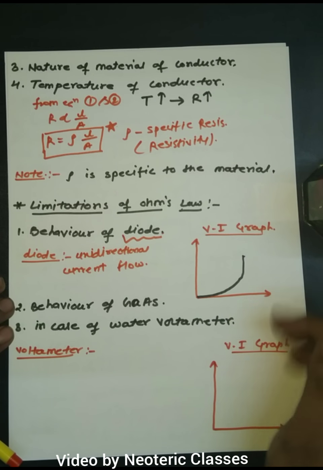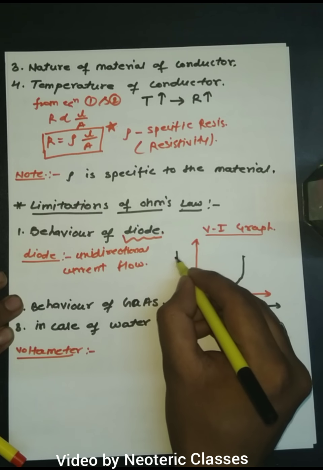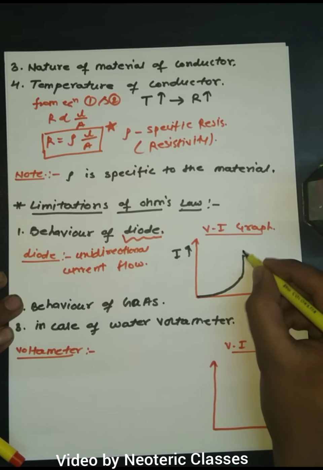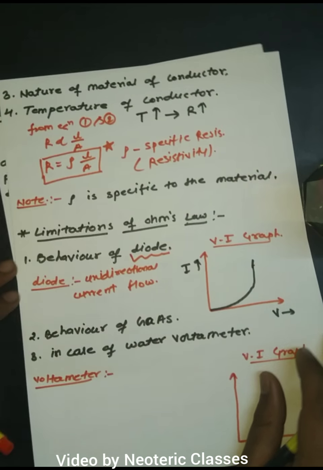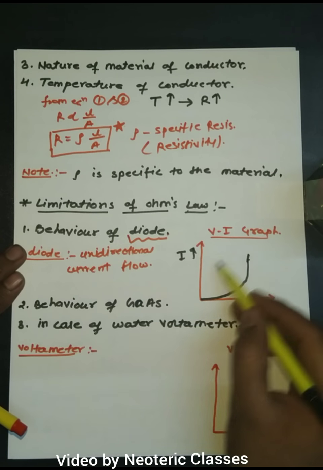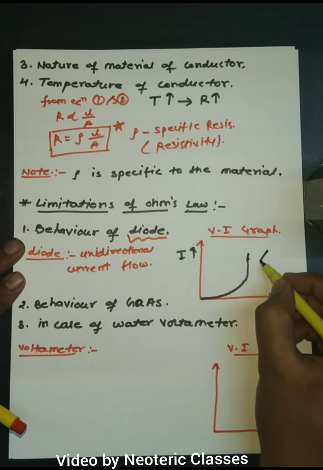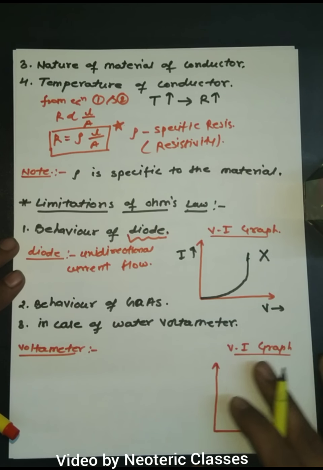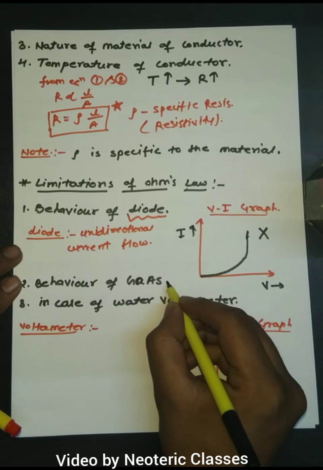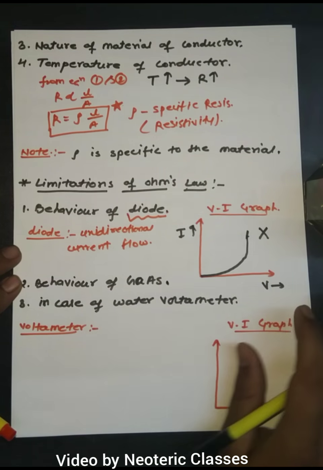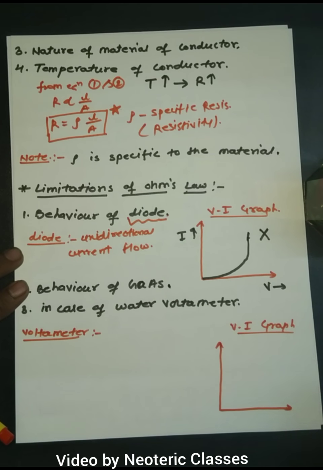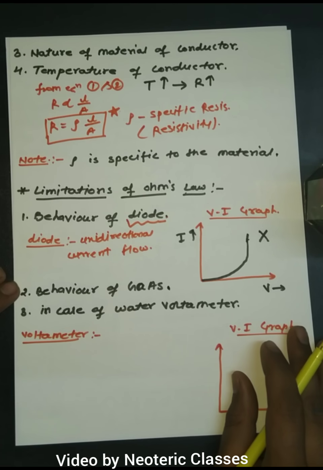So this is the VI graph, V on this axis and I on this. Ohm's law clearly shows that if something follows Ohm's law, it follows a linear graph. But in the case of the diode, you can clearly see that this is not a linear graph. So this is a limitation of Ohm's law. Second, the behavior of gallium arsenide. Gallium arsenide is a material which also does not obey Ohm's law, and does not follow the linear graph concept.